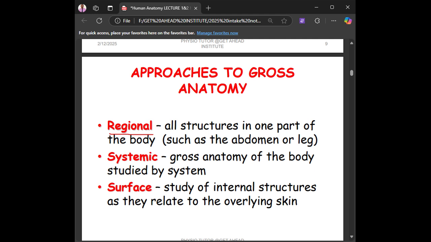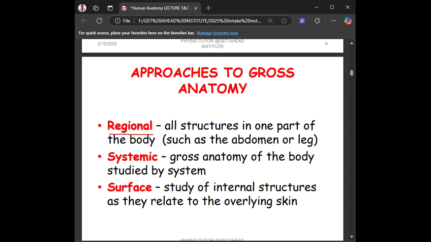Also, you can do the thorax. If you are doing the thorax, you consider everything that is found in the thorax, starting with the bones, coming to the muscles. You consider the viscera and the like.